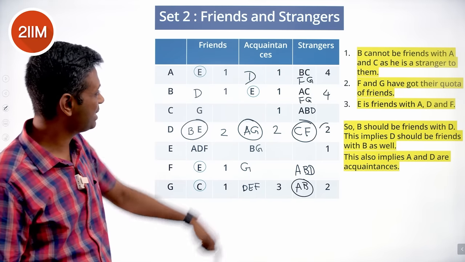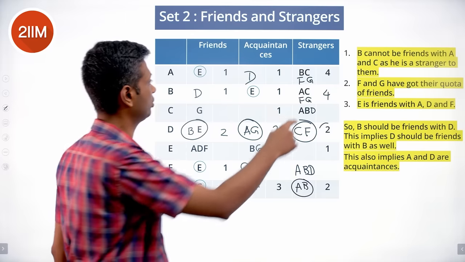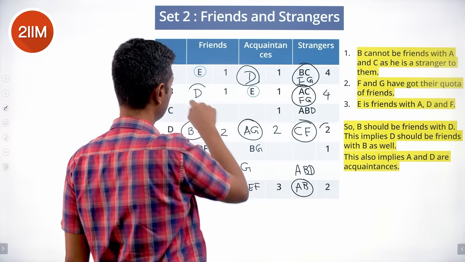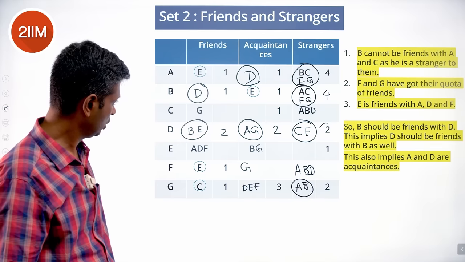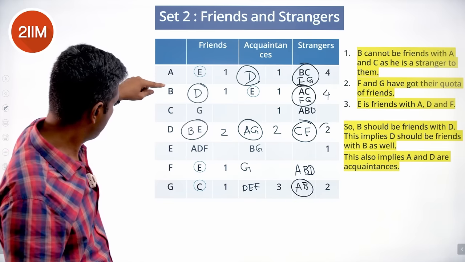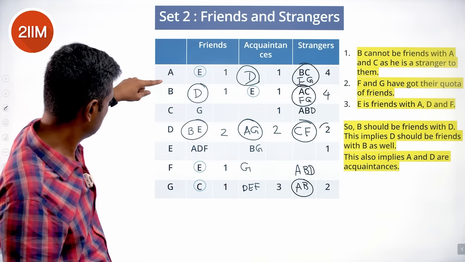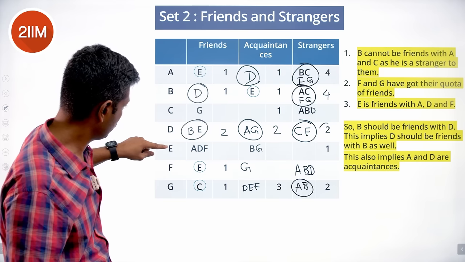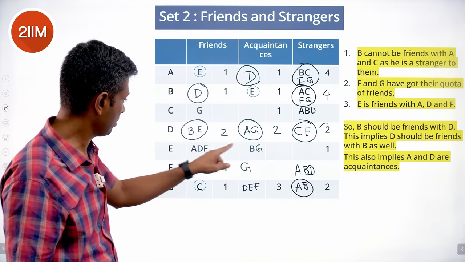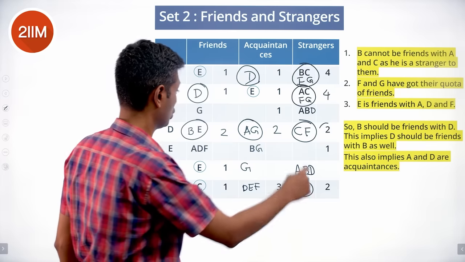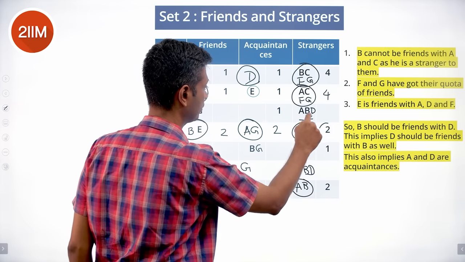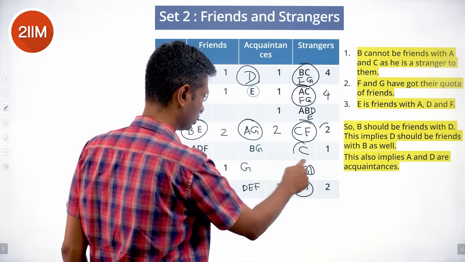Lovely. So A, B, D go there. So this is complete. This is complete. This is complete. This is complete. A, D, F and B, G are here. A, B. E is already accounted for. D, F, G, A, D, F, B, G are there. C is not accounted for, so there goes a C here. If C is here, then E should be here. So now this is completely accounted for.